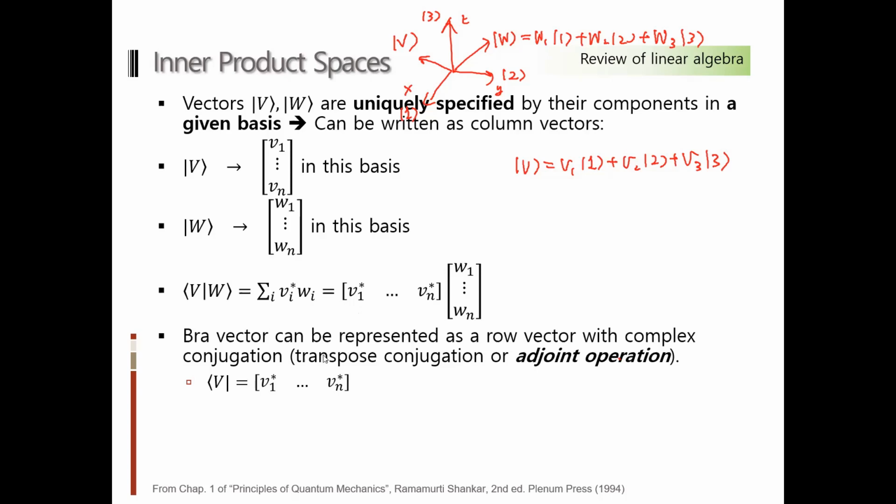So from now on, we will map the ket vector to a column vector, and we will map the bra vector to a row vector. But whenever we are converting from the ket vector to a bra vector, don't forget about the complex conjugation. We call that overall process the transpose conjugation, or sometimes the adjoint operation. And it will also sometimes be called the Hermitian conjugate.